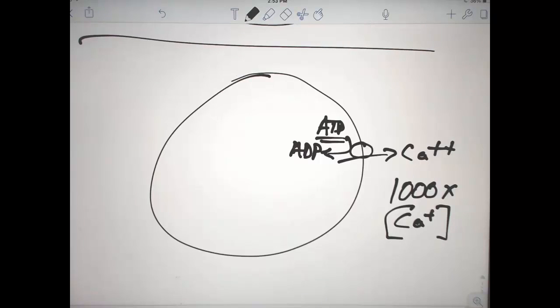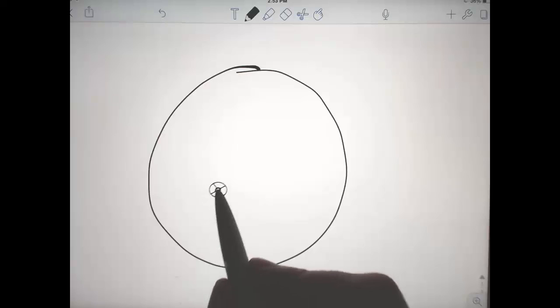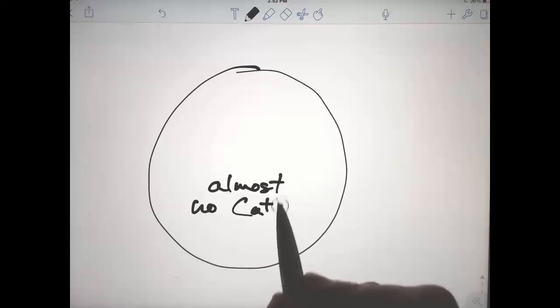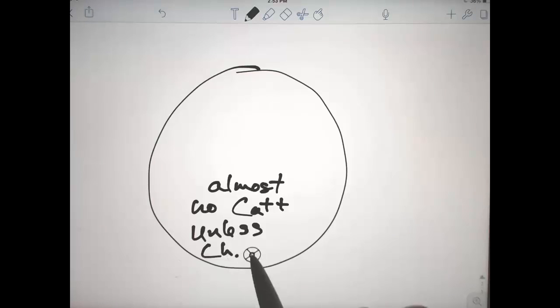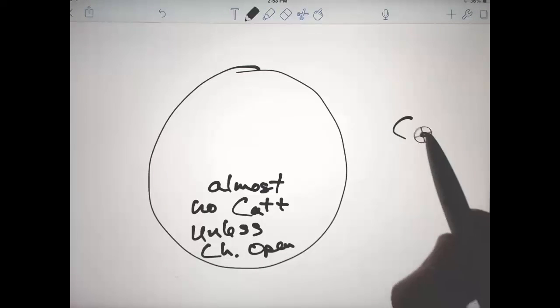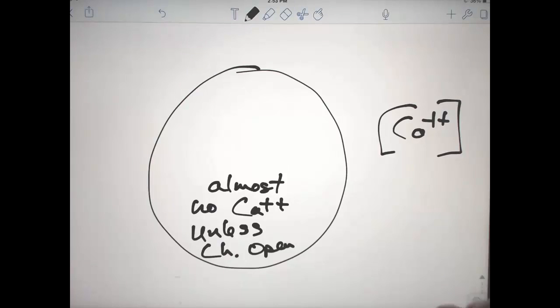Why do cells bother? What's that for? Unlike sodium and potassium, there's almost no calcium inside the cell. It's at very low concentrations unless channels open. So the high concentration of calcium outside stays there. That allows calcium to be used as a second messenger.